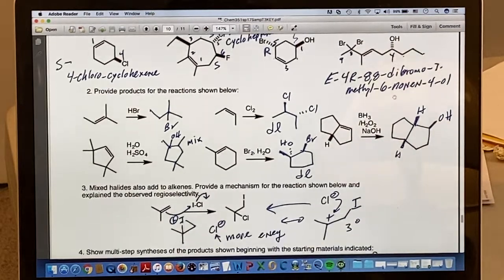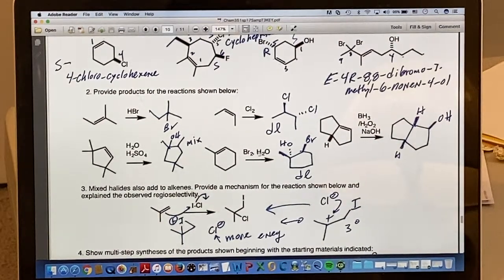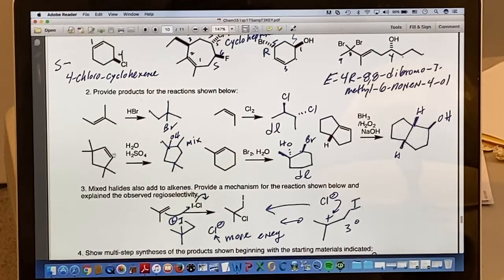Then we got some problems here, similar to ones we've been talking about, hydroboration. Here's one with a shift, yeah, after you protonate. Giving this shifted product.